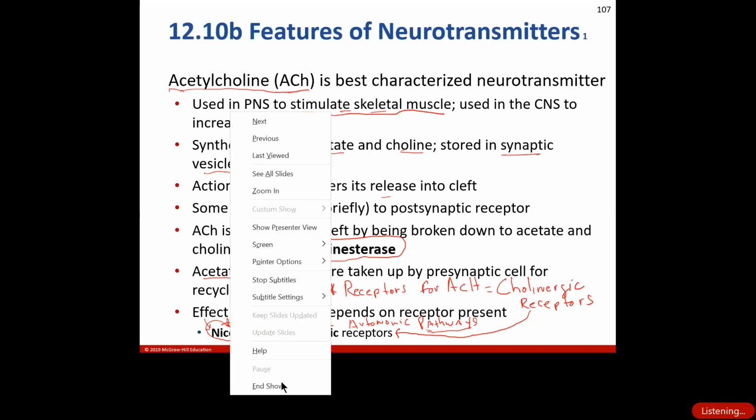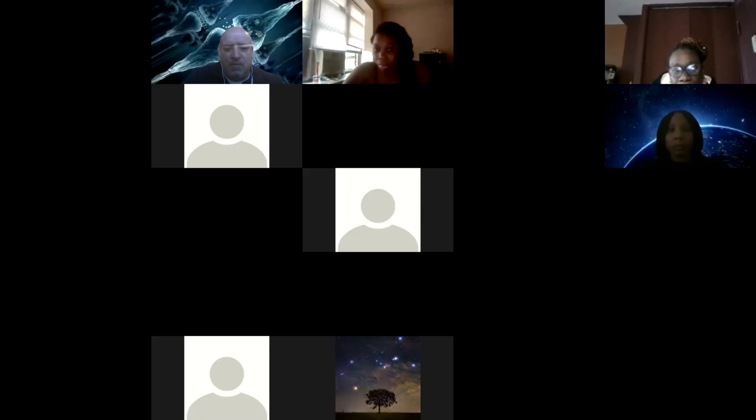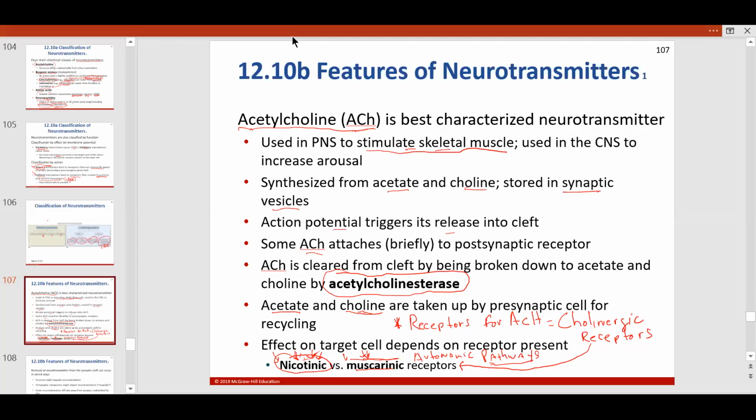Let me just see what I just did. So that's really important. My point is that you should know that all receptors for acetylcholine are cholinergic. That's really important. Let's see if I can get back now. Kind of got lost there. Tough topic. So again, that's going to have to be some memorization.